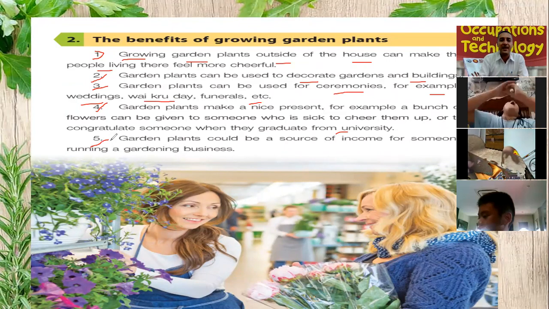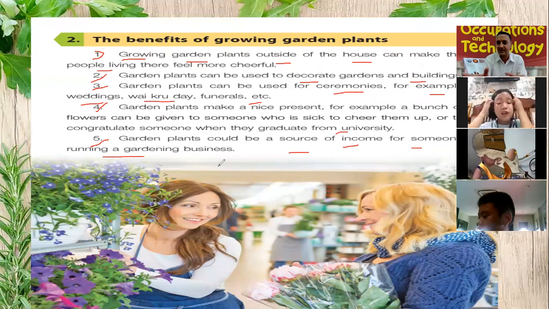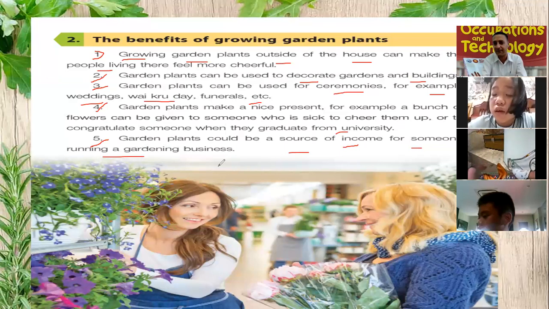Number 5, garden plants could be a source of income for someone running a gardening business. So if we're having garden plants, we can make income from that. We can make money out of that. Some people make a small business. They grow their own garden plants, their own flowers, and they can sell them. So they can make money from that. So that means it can be a source of income as well, a source of small business as well.